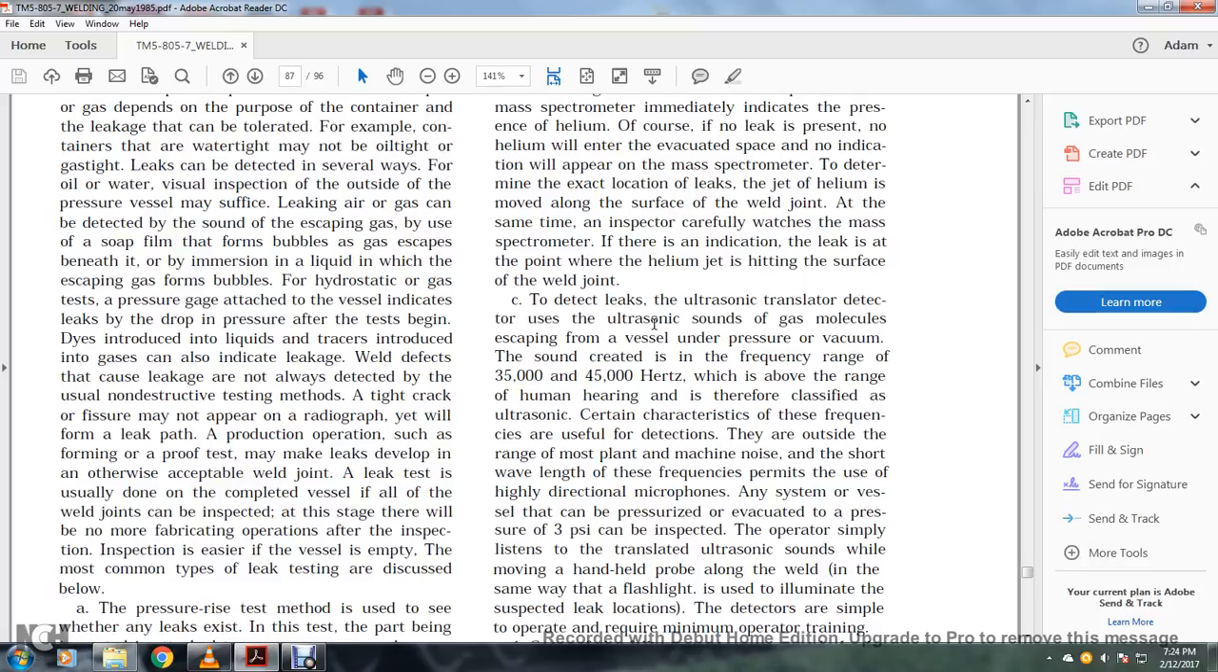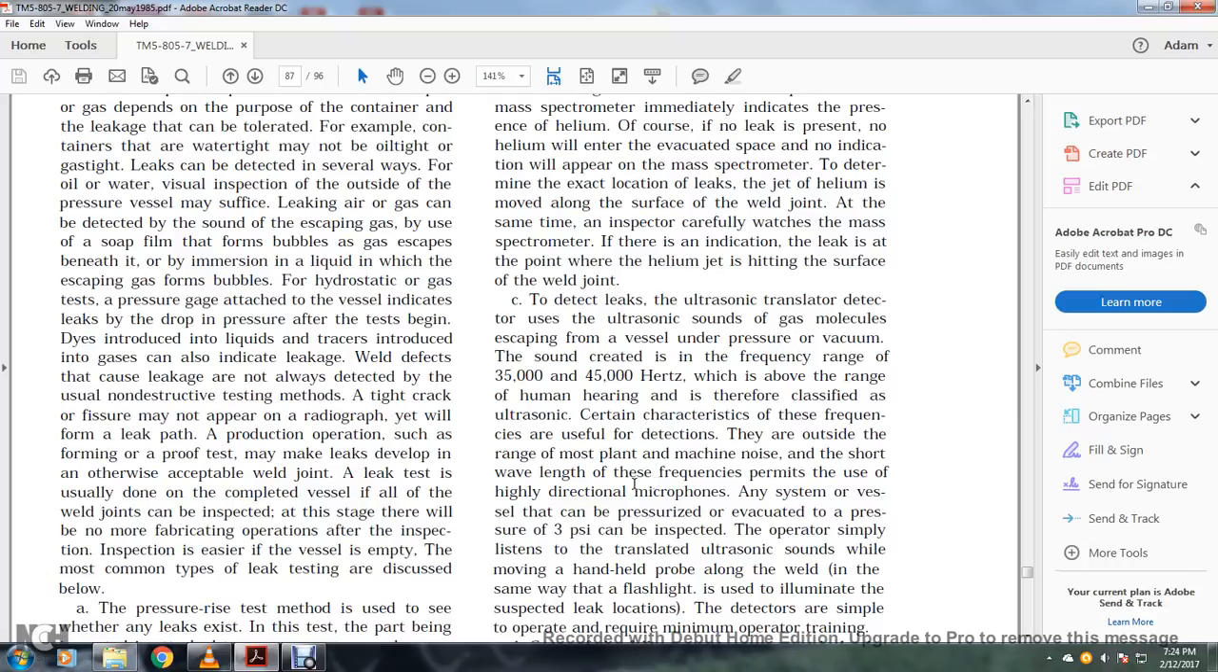C. Ultrasonic translator detector technique. The ultrasonic translator detector uses the ultrasonic sound of gas molecules escaping the vessel under pressure or vacuum. The sound is created with a frequency range of 3500 to 4500 Hz, which is above the range of human hearing and is therefore classified as ultrasonic. These characteristics are useful for detection, as they are outside the range of most plant machine noise, and other short wavelength frequencies permit the use of highly directional microphones.